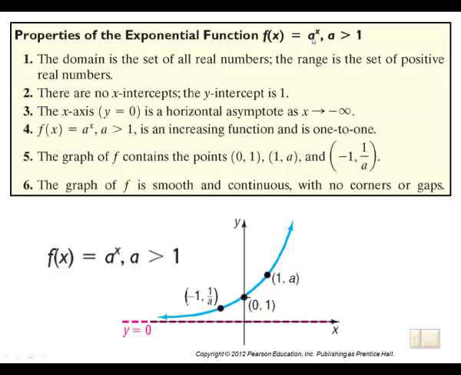Then, in other words, our base is greater than 1. Then it's always going to intercept the y-axis, the vertical axis, at (0, 1). And whatever this base is, at negative 1 it'll be 1 over that base. So if this was, let's say, 3 to the x power, then at negative 1 it would be 1 over 3, and then this would be positive 1, 3, and so on.